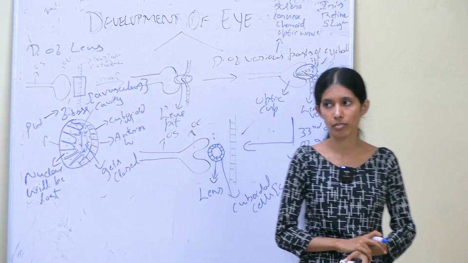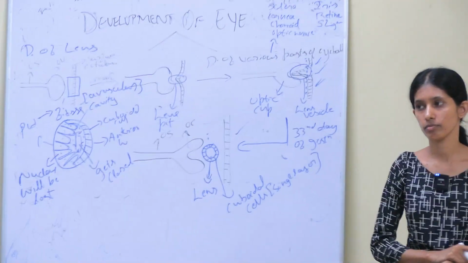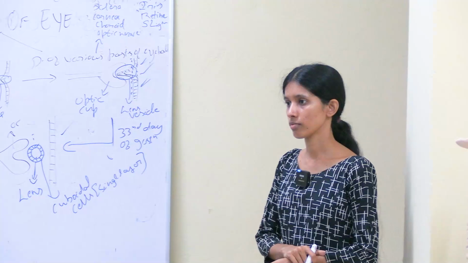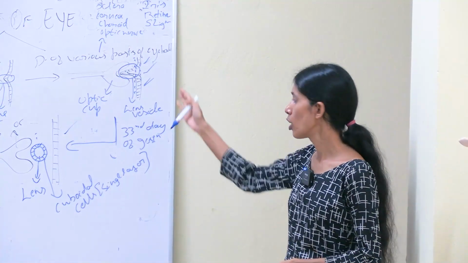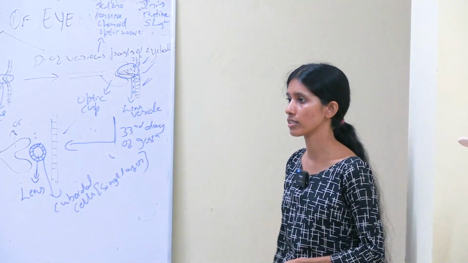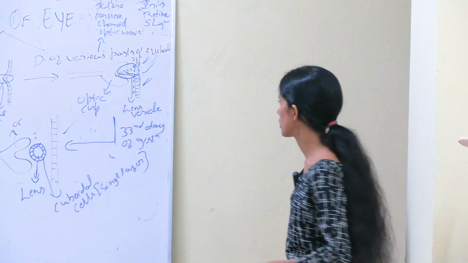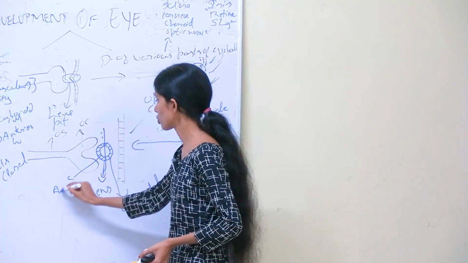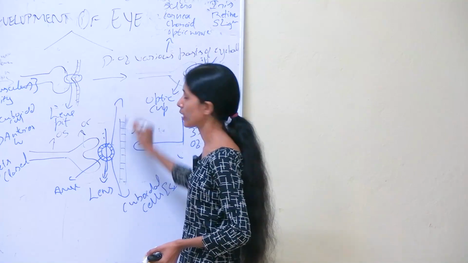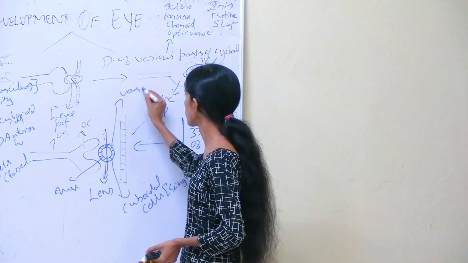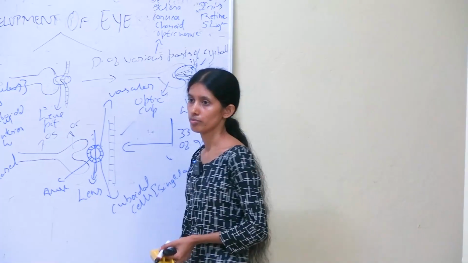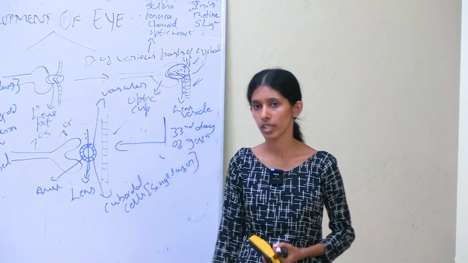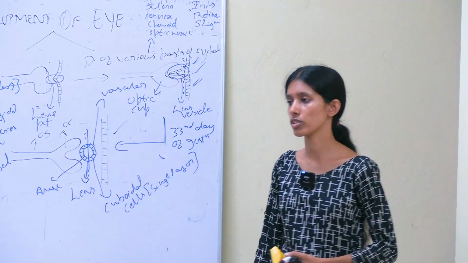What do you mean by avascular? Yeah, right. So the posterior part of your lens is avascular. This part will be the avascular part. Only the anterior part of your lens is vascular. Okay. Any doubts? Any doubts in this?